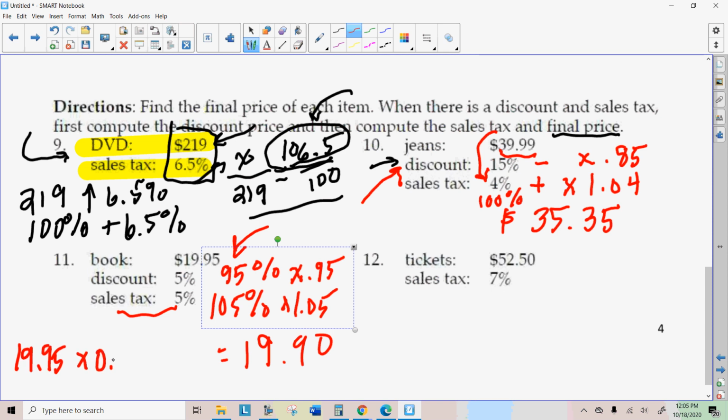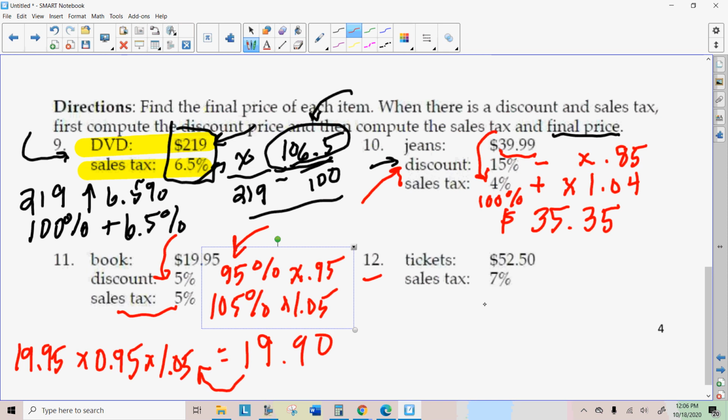Here's the math. Take your price of your book times 0.95 to get 5% off times 1.05 to get sales tax. Now something interesting here, and we'll talk about why this is. Some of you might think that it should just even out. The reason it doesn't is because the discounted price is less than the original. So adding 5% back on, you're doing 5% of a lower price, which you know is going to be a lower amount.